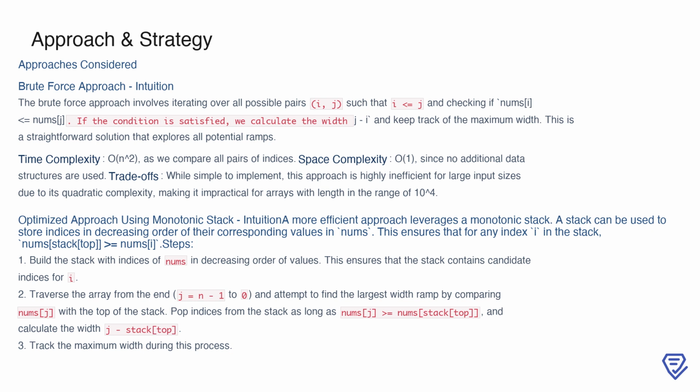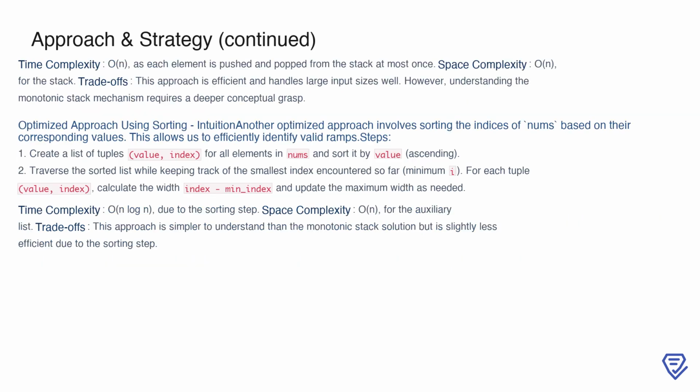If a valid condition is met, we calculate the width, pop the stack, and update the maximum width during this process. The monotonic stack approach significantly improves efficiency. The reason lies in its time complexity of O(n), as each element is pushed and popped from the stack at most once.